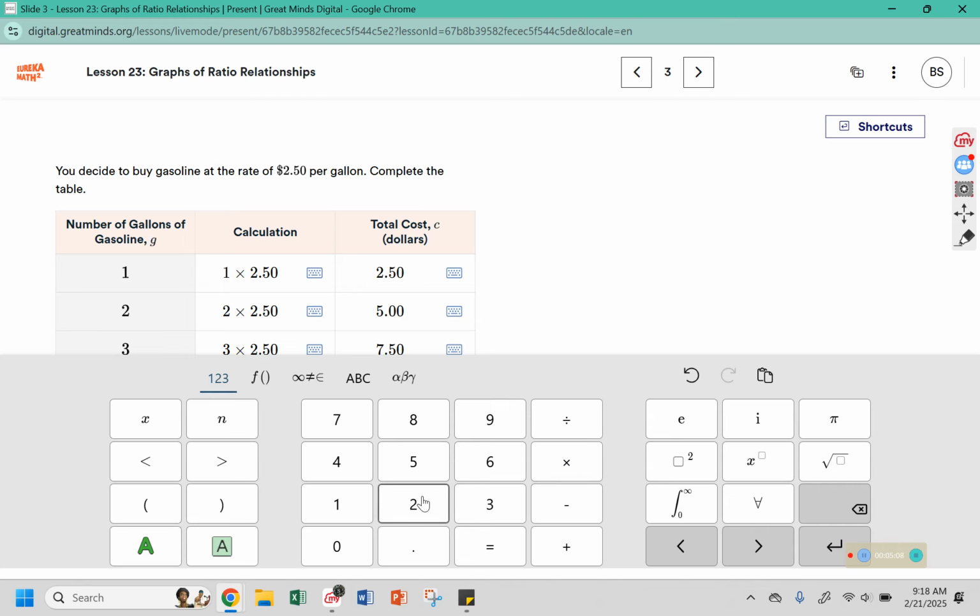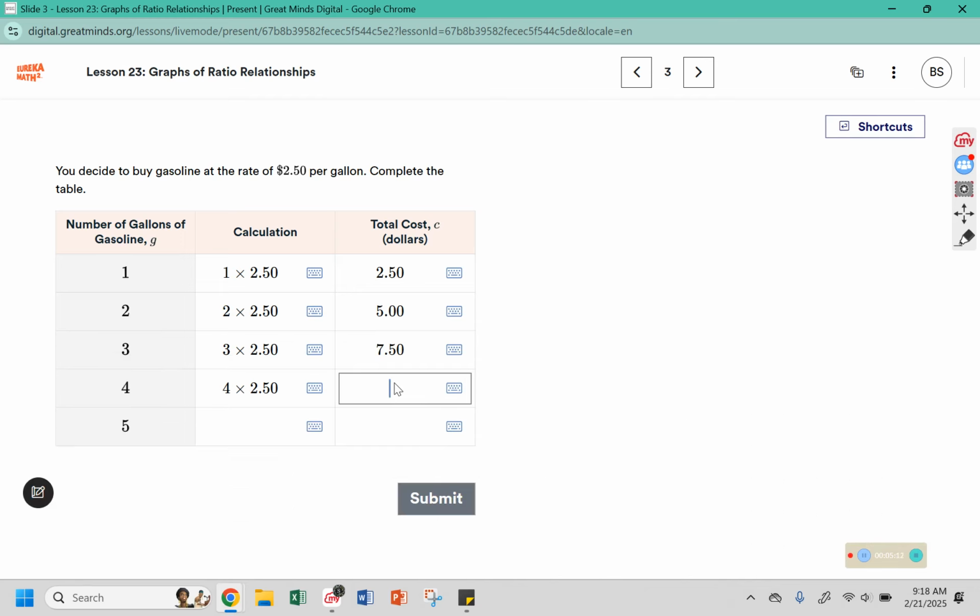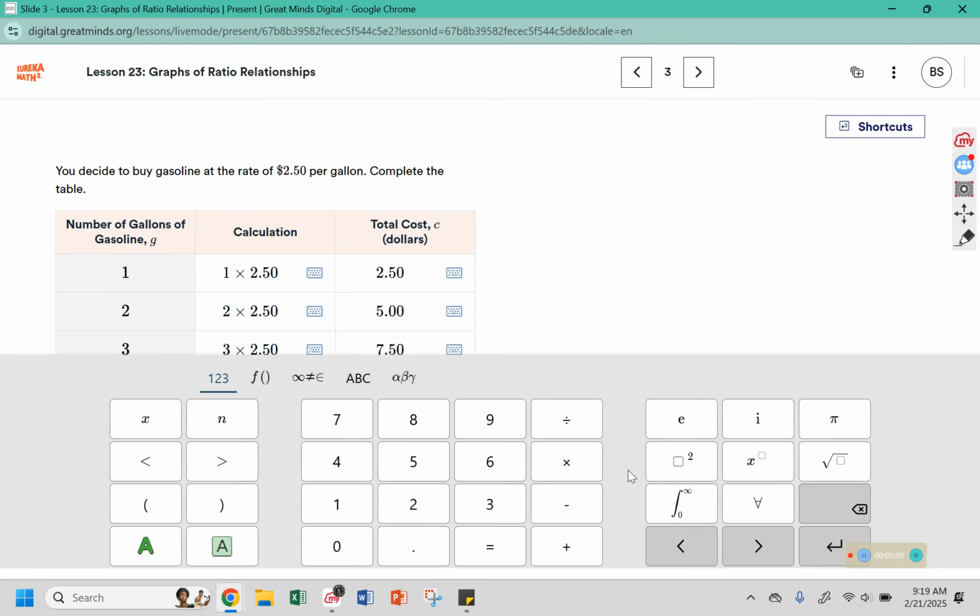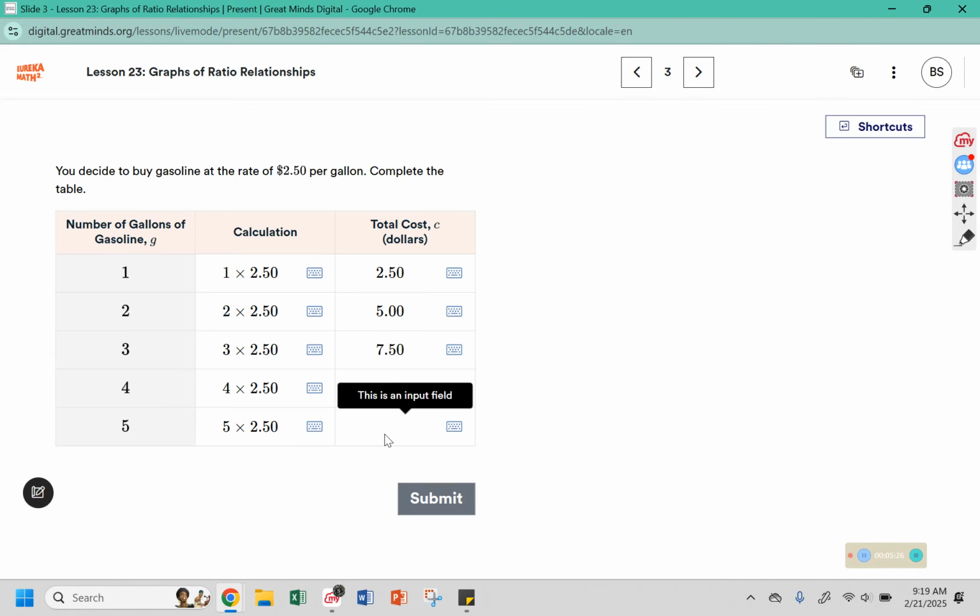4 times 2.50 is $10, and 5 times 2.50 is $12.50.